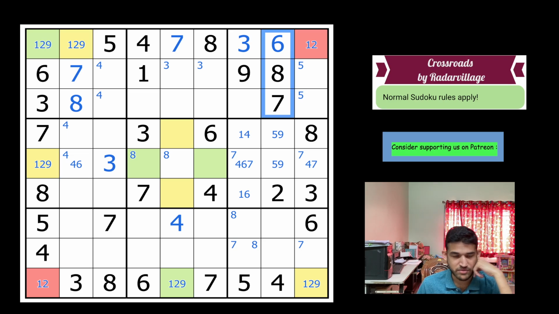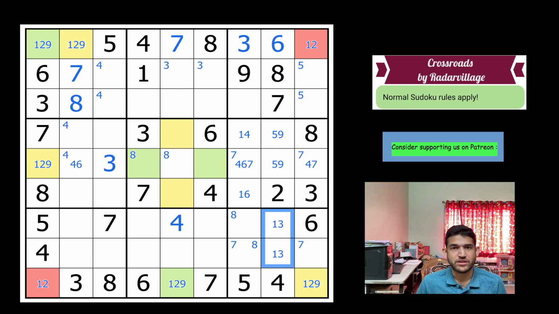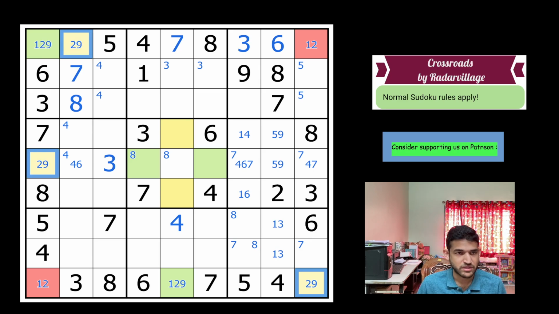Okay, this column can be completed. 1 and 3. All right, so we are on track now. So 1 here removes 1 from the yellow, which means none of these yellows can take a 1. They have to be a 2 or a 9. That's nice.